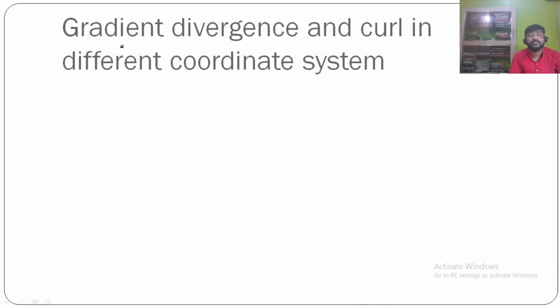So dear students, now let me discuss gradient, divergence and curl in different coordinate systems, and I will also discuss the Laplacian operator, that is del square, in different coordinate systems. Here different coordinate systems means mainly cylindrical and spherical, because we have already defined gradient and divergence in the Cartesian coordinate system.